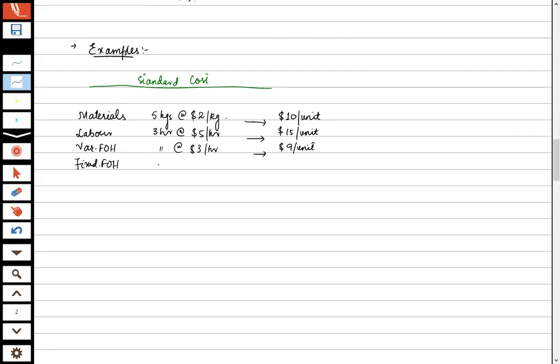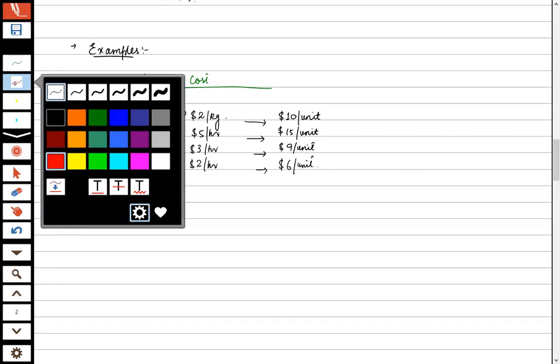Likewise, if we talk about the fixed overhead, it will be again on direct labor at $2 per hour. It means to produce a single unit, $6 per unit of fixed FOH will be incurred. Now, in this way, the company has established a standard cost of materials, labor, and overhead, combined separately, that is variable overhead and fixed overhead.